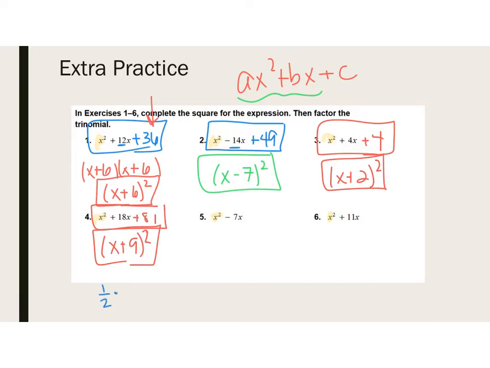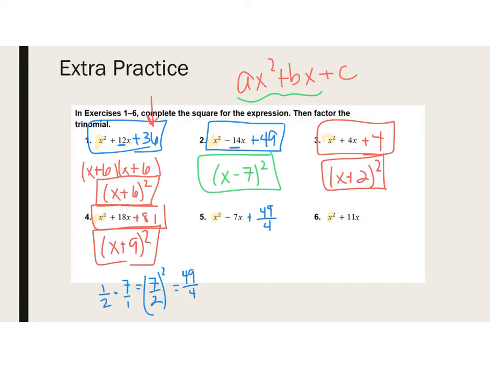Half of 7, you really need to write as 7 halves, right? You're just multiplying straight across. Because when you square it, you're going to square the top, square the bottom. That's one of your exponent rules. You get 49 fourths. That's what you're adding to both sides, 49 fourths.